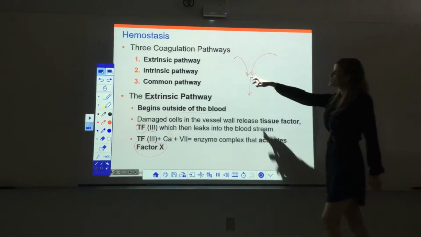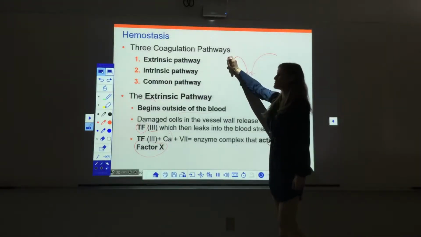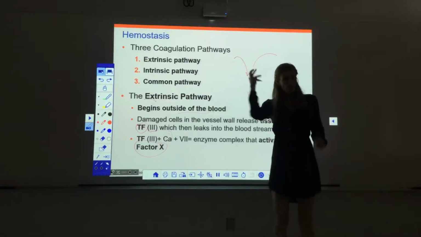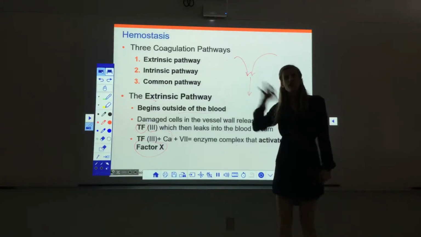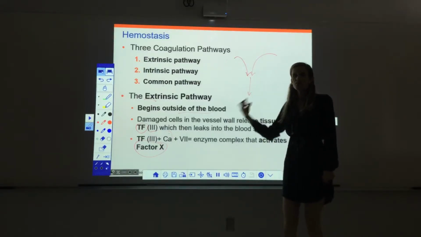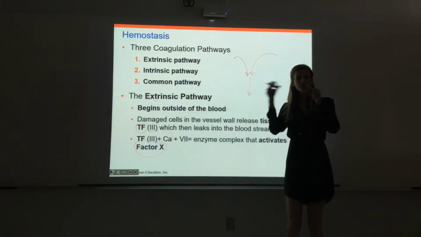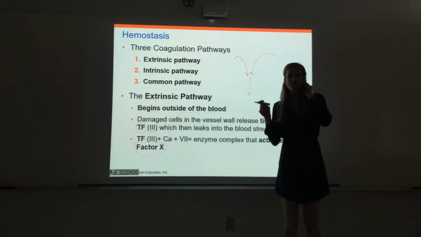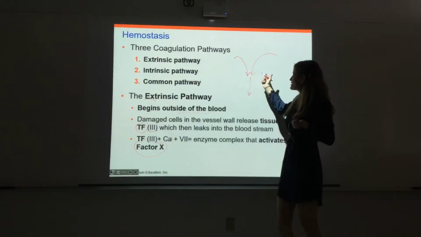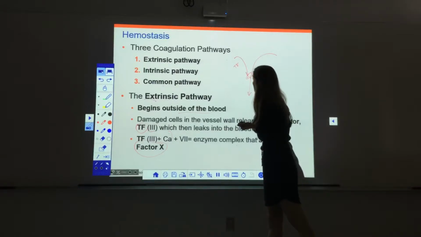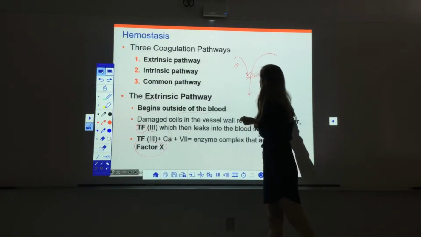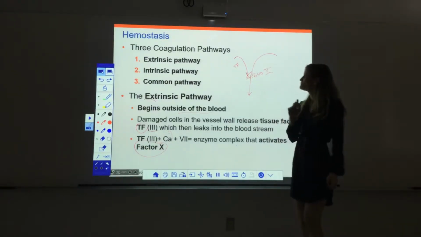So again, the extrinsic pathway is starting outside of the bloodstream. Remember when we break that vessel wall, we said the vessel wall was going to release tissue factor, or factor 3. That tissue factor, once it leaks into the bloodstream, combines with multiple other things. You don't have to memorize, but factor 7, calcium. And then that activates factor 10. So it utilizes tissue factor, and we end up activating factor 10.